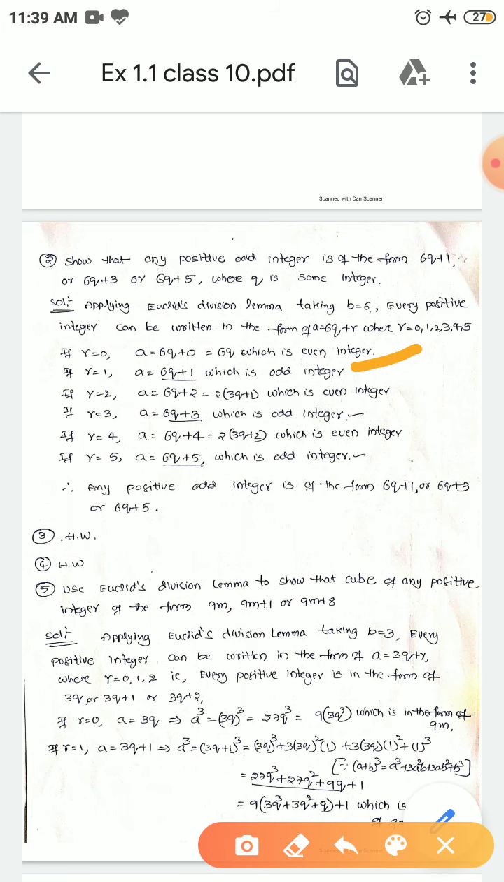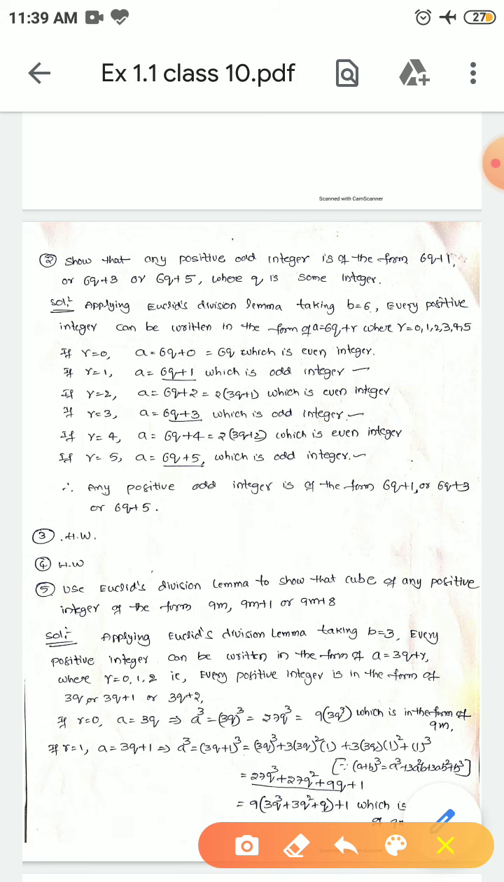If r equals 2, you are going to get a multiple of 2, that is 2 into 3q plus 1. Next, a is equal to 6q plus 3, this is an odd integer. If r equals 4, a multiple of 2, you will get an even integer. If r equals 5, obviously the number is an odd integer. So you can say very clearly that any positive odd integer is of the form 6q plus 1 or 6q plus 3 or 6q plus 5.